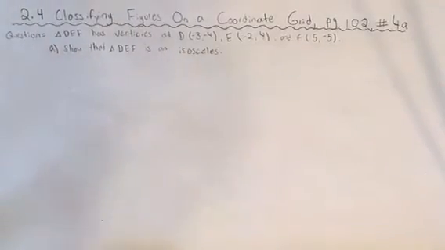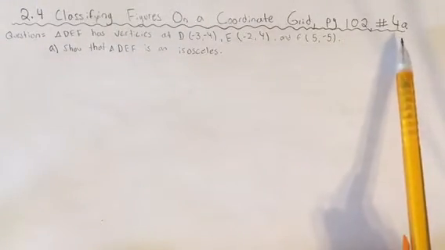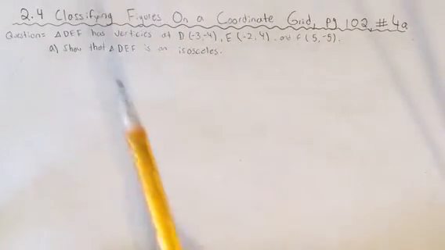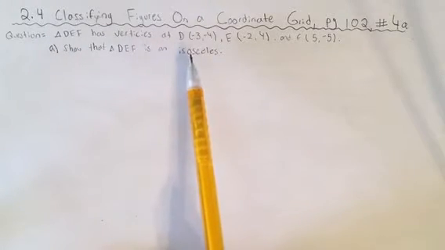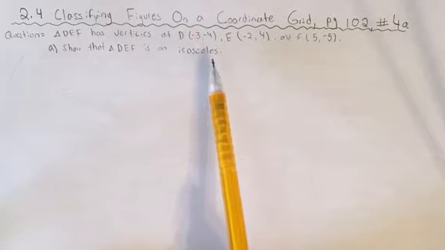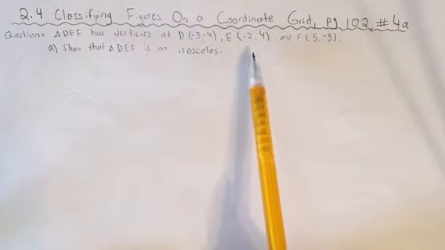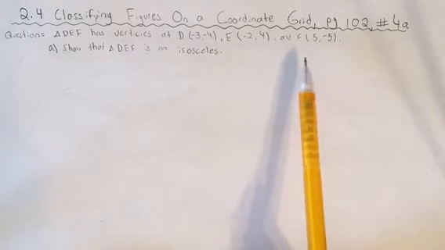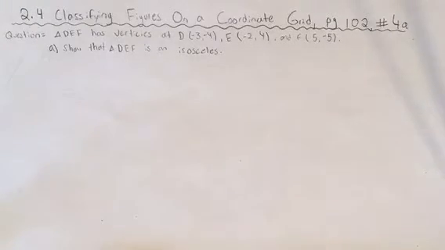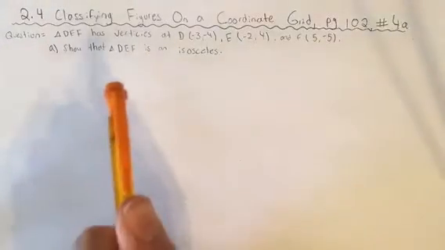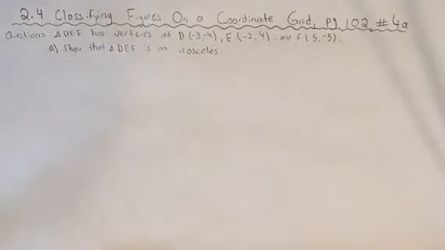This is Chapter 2.4, Classifying Figures on a Coordinate Grid, page 102, and we're doing question 4a. The question says, triangle DEF has vertices at D, which is (-3, -4), E, which is (-2, 4), and F, which is (5, -5). The question asks, show that triangle DEF is an isosceles. We can do it using equations.